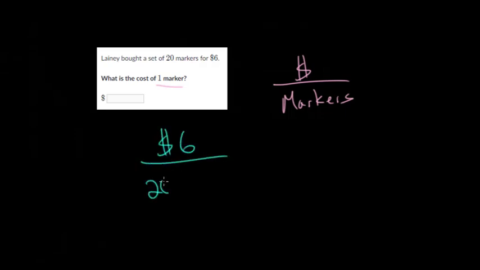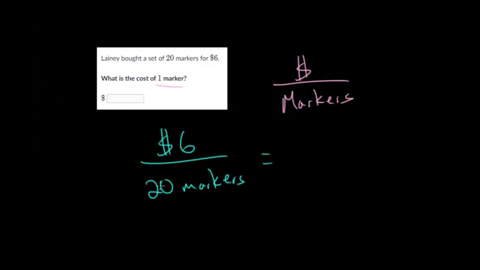Lainey bought a set of markers, 20 markers for $6. What is the cost of one marker? So we want markers to go in the denominator for our rate here, because we want to set this up so that we find out the cost for just one marker. So markers goes down below and money goes up top. And so we can set up our ratio now. We have $6 for 20 markers. And we just have to simplify this.